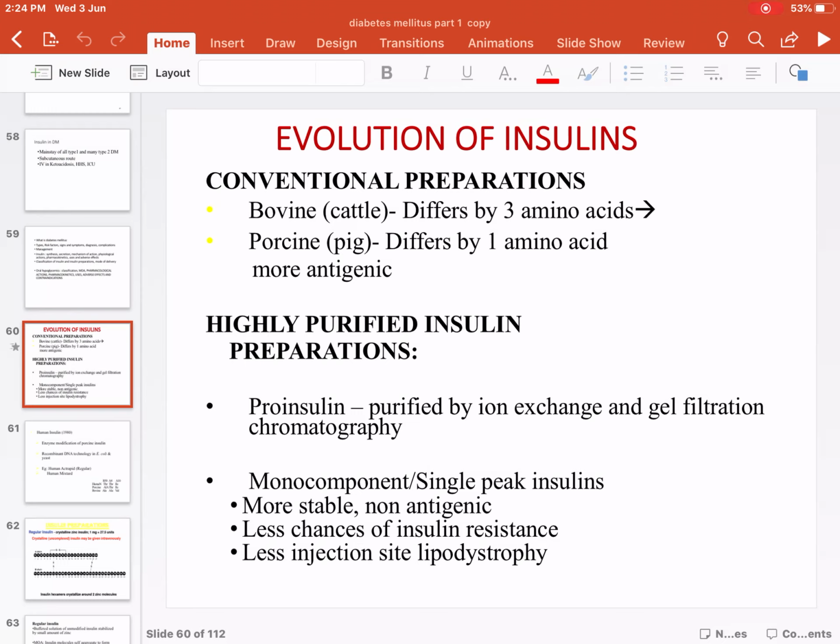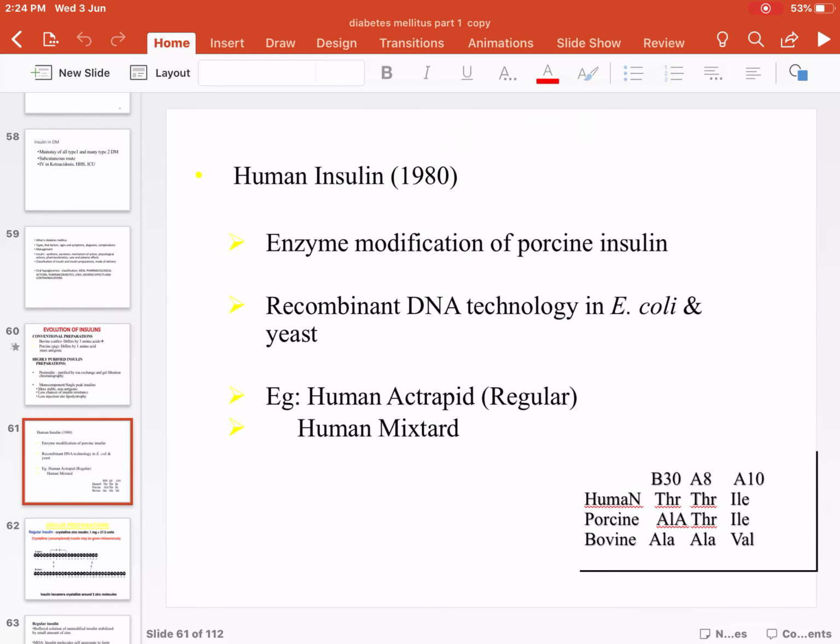How did we get highly purified insulins? By chromatography, gel filtration chromatography. This was stable, but again they were a little antigenic. So we went on to prepare human insulins. What are human insulins? Human insulins are prepared through recombinant DNA technology. They're similar to the human insulin which is there in all of us. So what is needed is what is given.